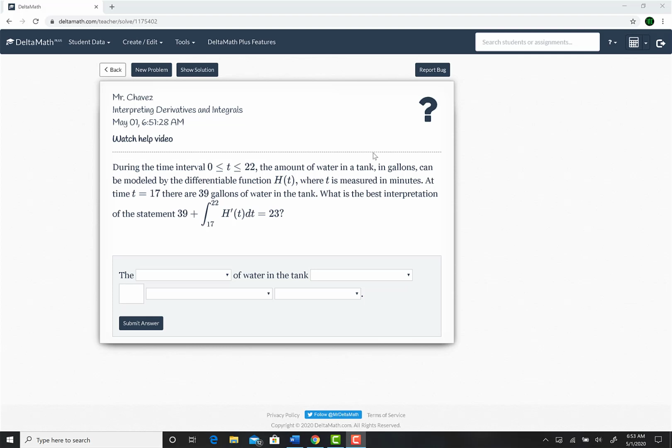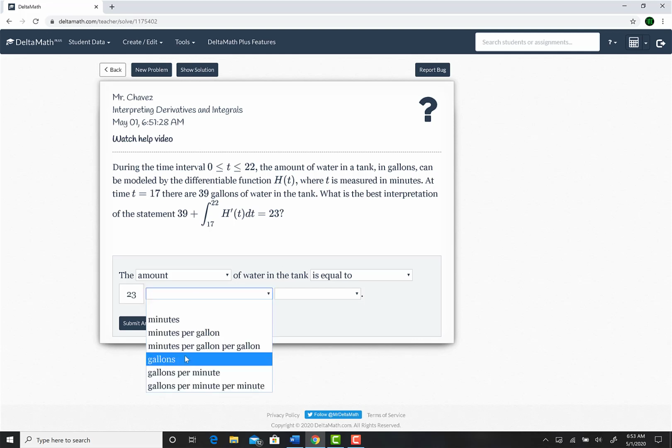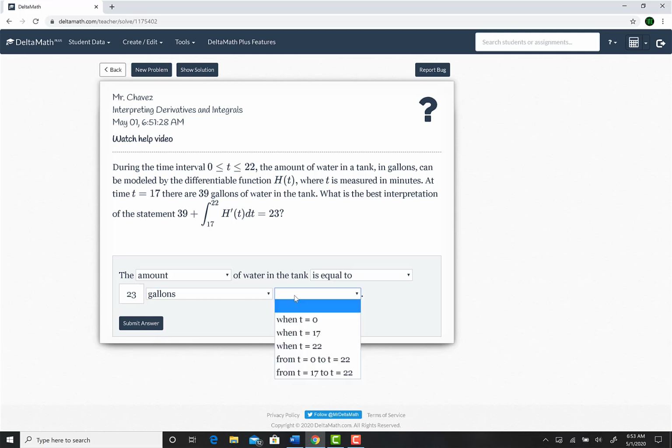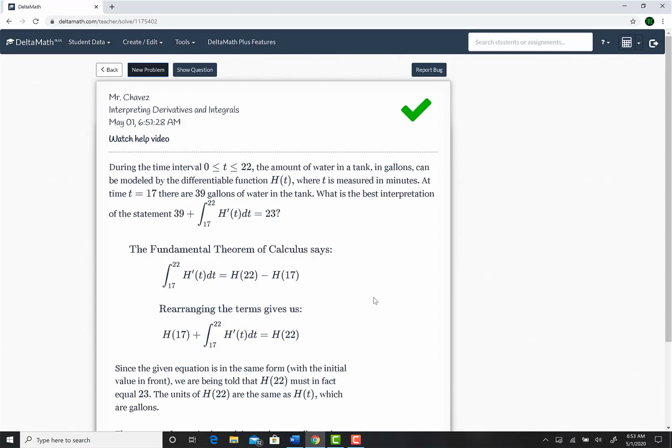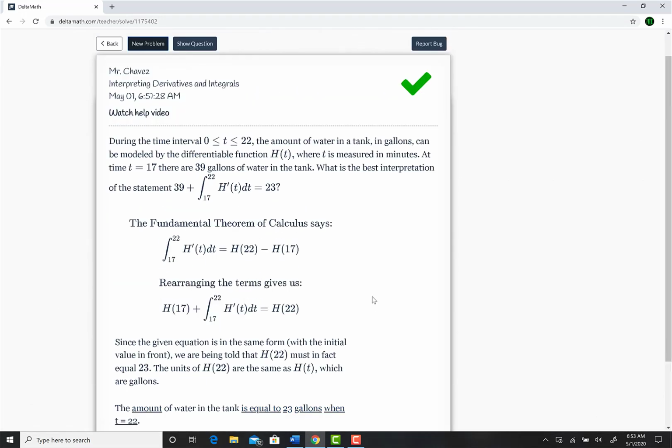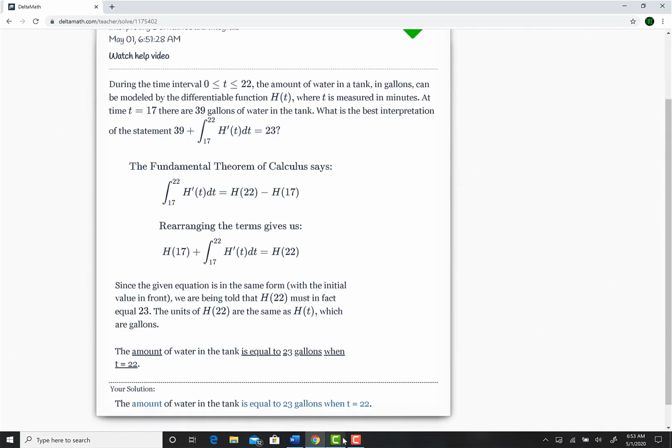Here we go, guys. Just like we said a little while ago, that 39 was the initial amount of gallons. h prime of t, that's gallons per minute times minutes, so that's gallons as well. And I noticed that equals 23. So that's obviously how many gallons I have at t equals 22. So the amount of water in the tank is equal to, well, let's see, 23 gallons. And that happens when t equals 22. Now let's submit. There you go. And it really is that simple, guys. So just make sure you know what's up. All right, let's get back at it.